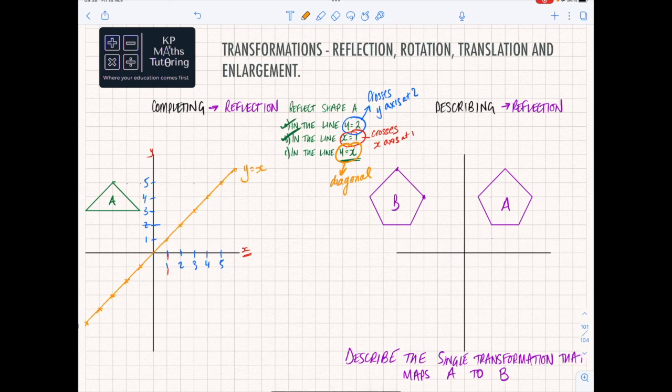Now if it was y equals minus x, it would go the opposite way. So this line here would be y equals minus x, but we're not talking about that for now, so we can get rid of that line. We're talking about y equals x.